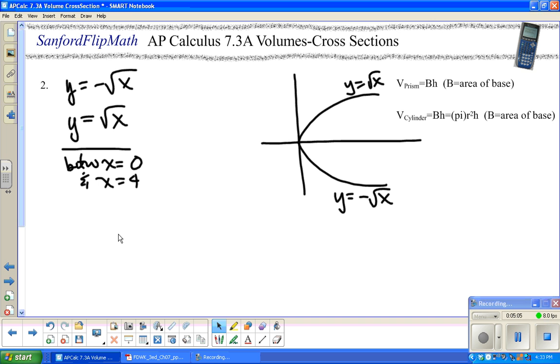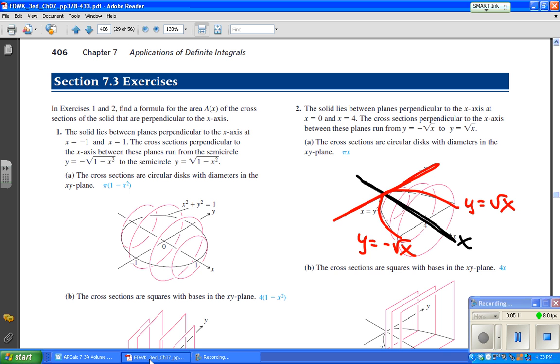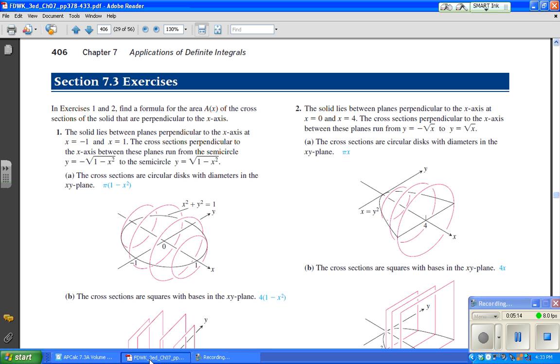And now what they want us to do, I'm going to pop back and forth quite a bit here, is look at the circles that are formed. So this entire length is the diameter of that circle. This entire length is the diameter of that circle, etc.